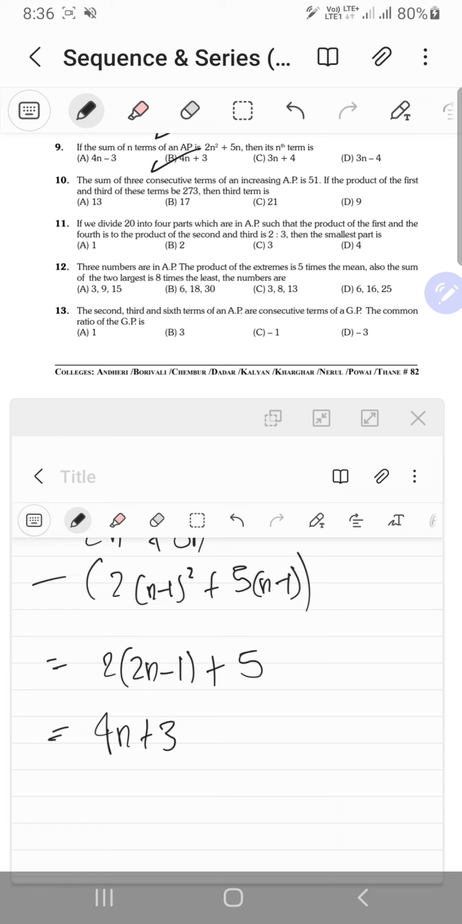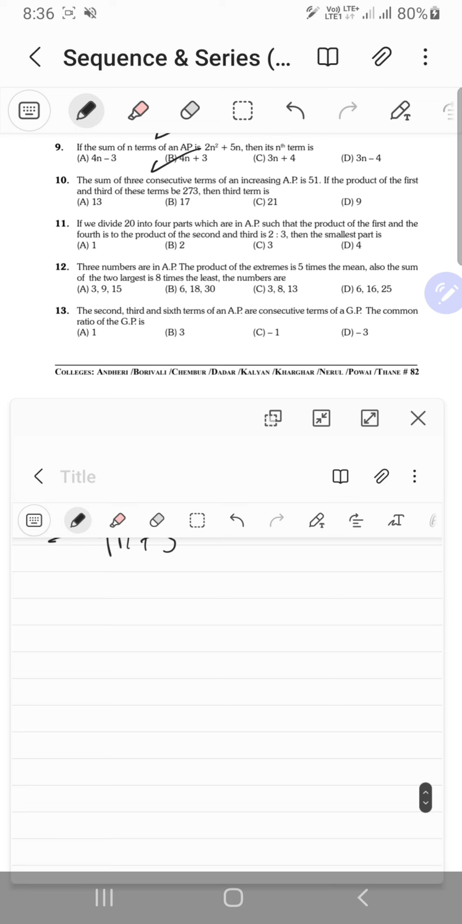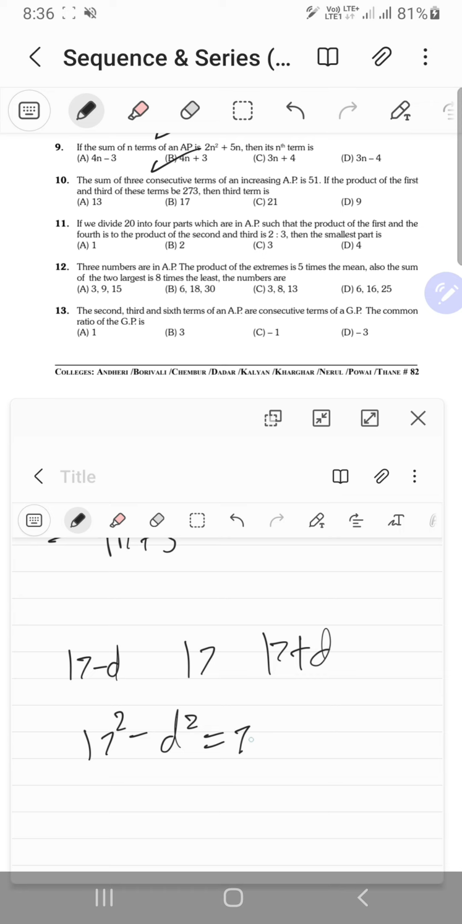Next, the sum of 3 consecutive terms of an increasing AP is 51. So the middle term is just 17. So 17, 17 plus d and 17 minus d. If the product of the first and third term of these terms be 273, then the third term is, so it's just 17 squared minus d squared is 273.